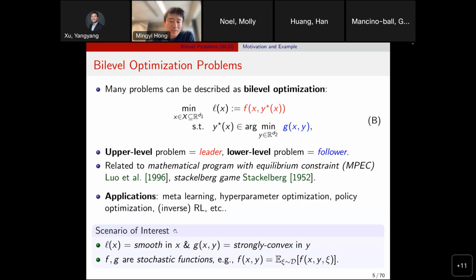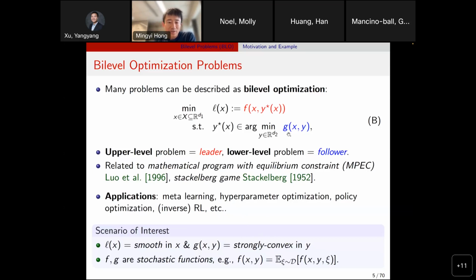Throughout the talk, the scenario of interest is the following. The function L is smooth, and the function g is strongly convex in y. The reason we want to make the strong convexity assumption is that we just want to simplify things. The analysis will be much simpler. And then we'll talk about extensions and other things later.